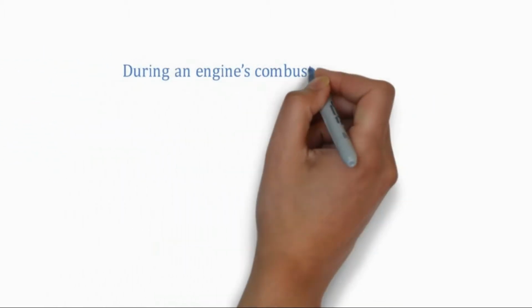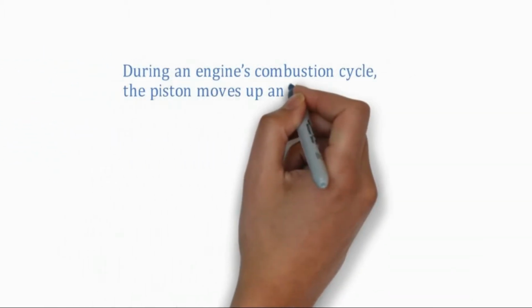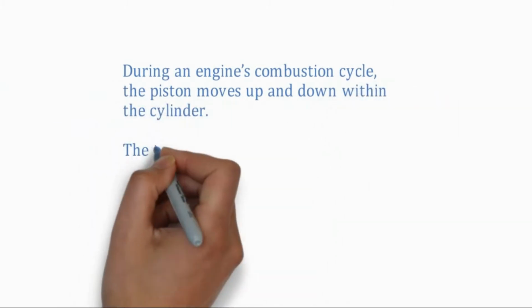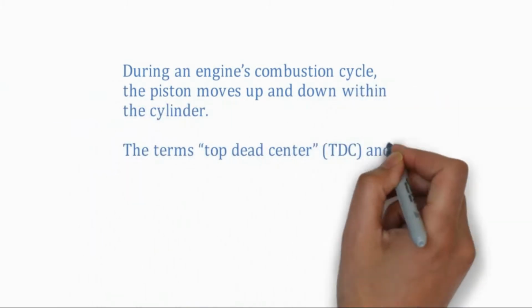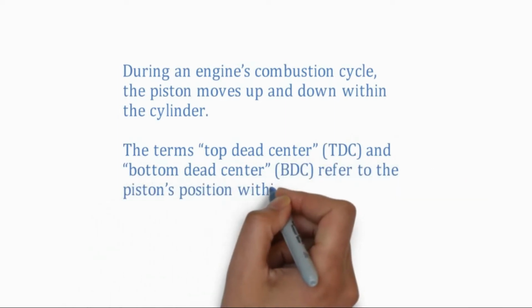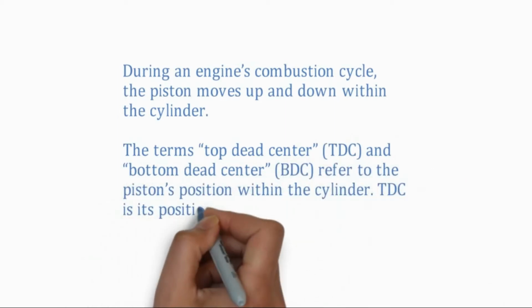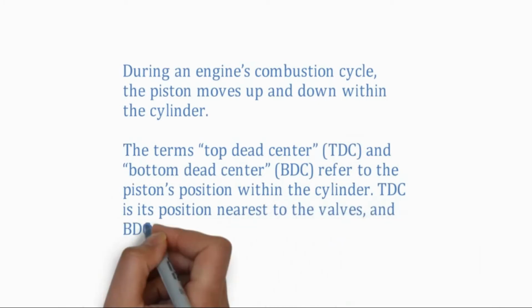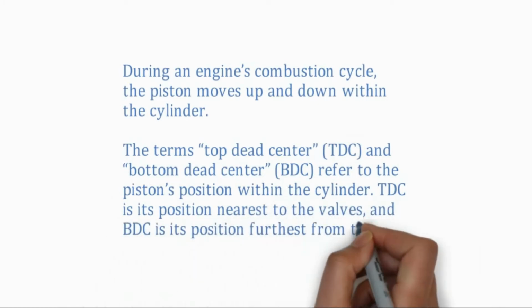During an engine's combustion cycle, the piston moves up and down within the cylinder. The terms top dead center, TDC, and bottom dead center, BDC, refer to the piston's position within the cylinder. TDC is its position nearest to the valves, and BDC is its position furthest from them.